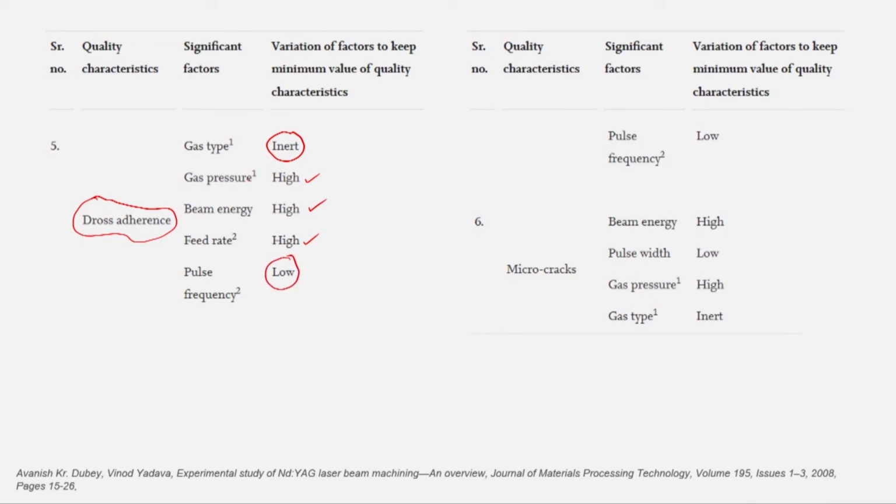When we are applying high pressure gas, the dross will be removed at the time of its deposition only. If the beam energy is high, then the dross will not be generated because it may get vaporized. A lesser amount would be melted and that would be removed by applying the high gas pressure. When the feed rate is high, we also have lesser interaction time, and due to that, the dross will not stay for a longer duration on the surface.